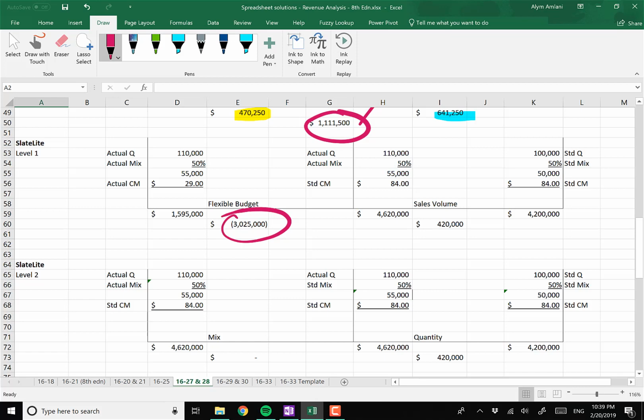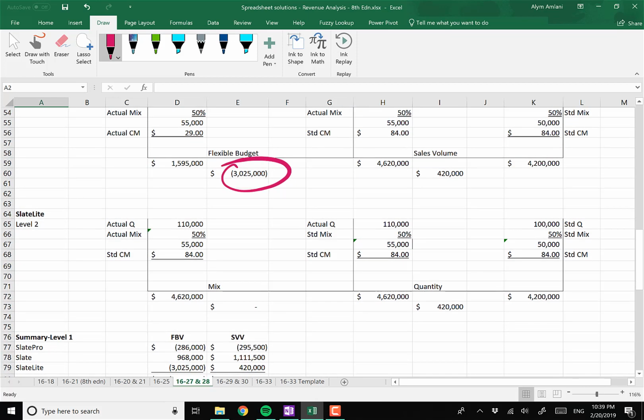The other thing I'd like to point out, though, is that the quantity variance is actually favorable, right? We've got $420,000 in our quantity variance here because we sold more than we expected to sell, but proportionately, our mix variance is actually constant. We sold 50% of our sales in this product, and we expected to sell 50% in this product.